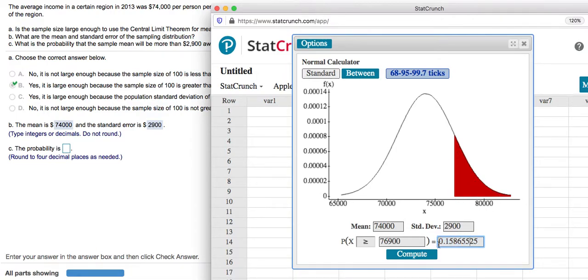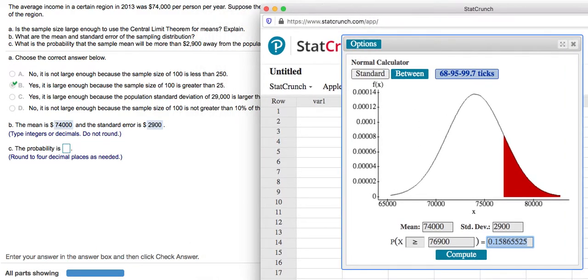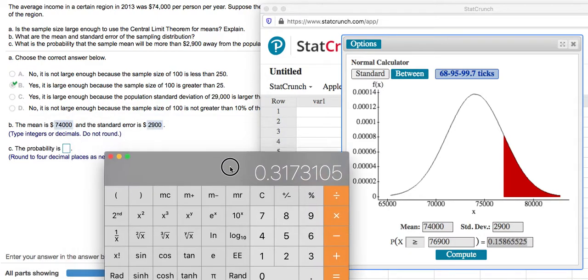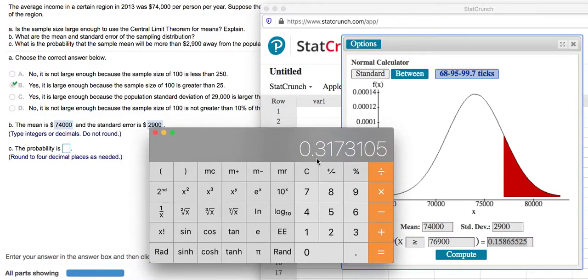So basically what I'm going to do is take this number and double it. So I'm going to do that in my calculator. I'm going to type this whole thing in and multiply it by 2 so I can account for the area that should be down here as well. So actually, let me pull the calculator back up. So I'm going to take the probability that was 0.158655525, and I'm going to double it. Okay, this is the probability that we're looking for.